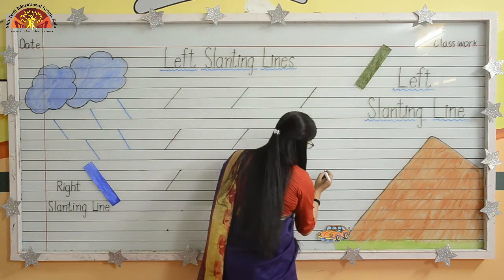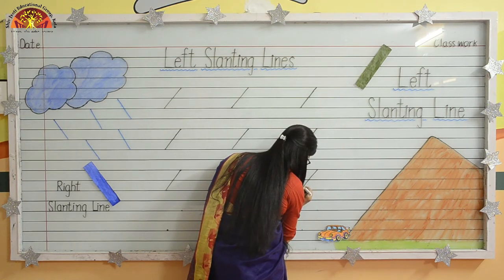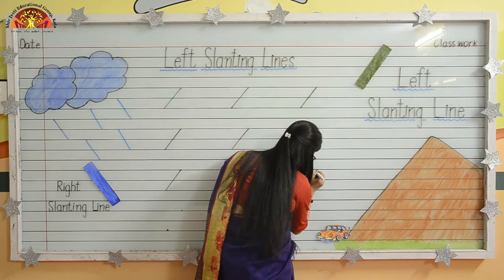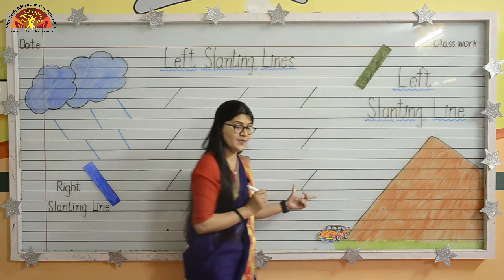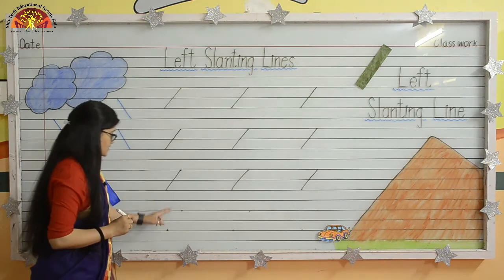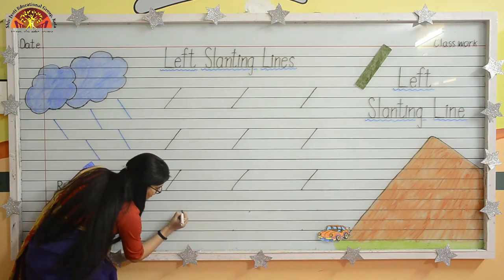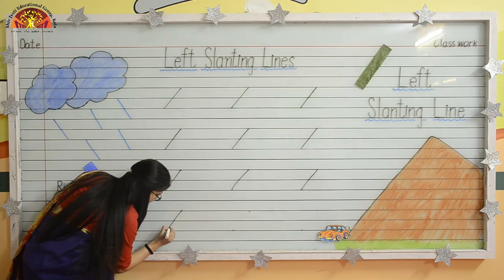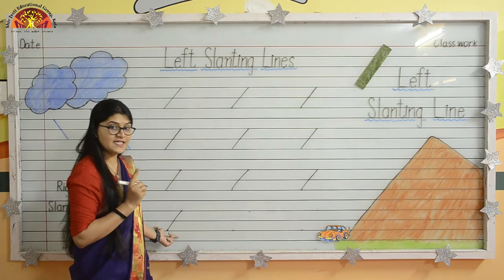Do it again. Put your crayon here and draw a slant line very slowly towards left hand side like this. So what is this, kids? This is left slanting line. Okay, kids, do it very carefully and neatly. Put your crayon here and draw slant line towards left hand side like this. This is left slanting line.